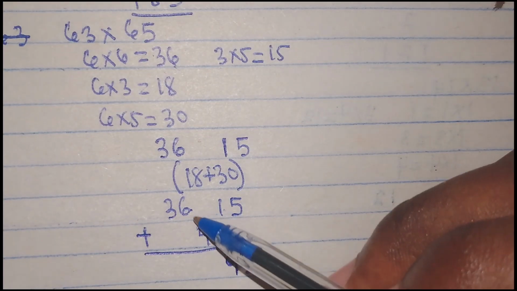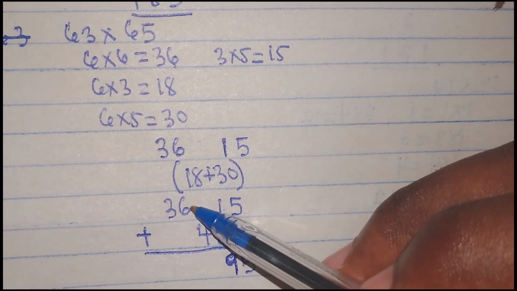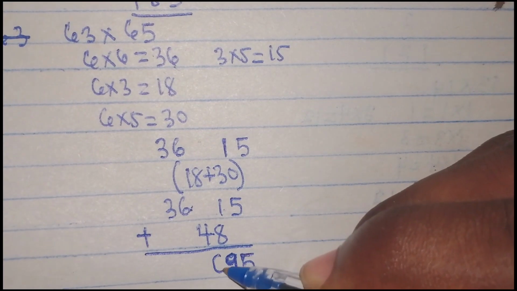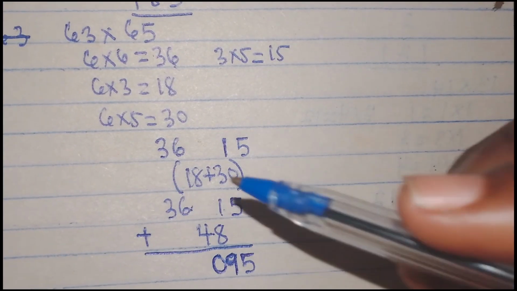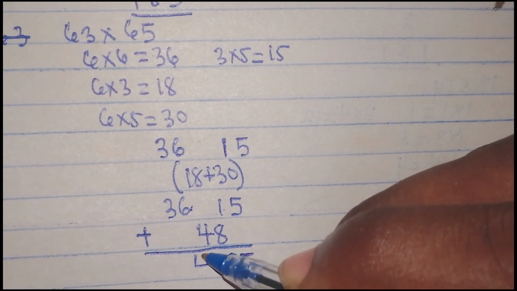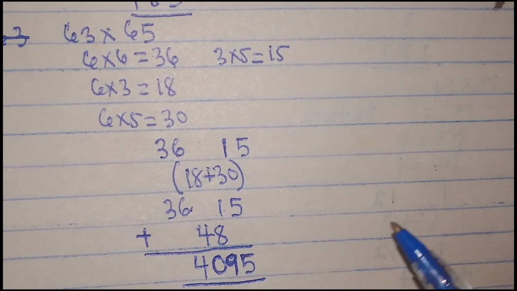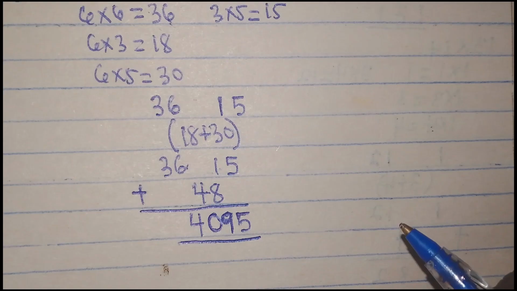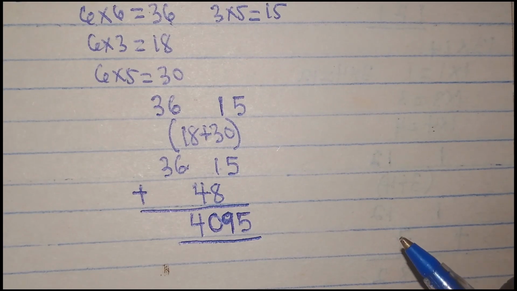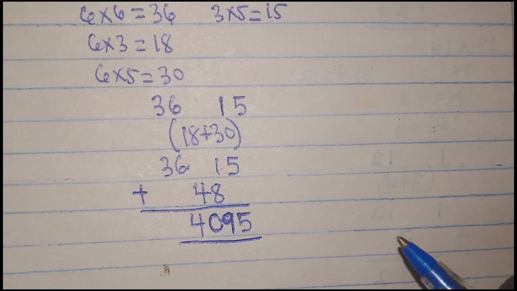Please take notes. There's a different way of doing this. This 6 plus 4 is 10. So bring 0. Then carry 1 to the 3. So plus 1. 3 plus 1 is what? 4. So you arrive at 4,000 and what? 95. 4095.